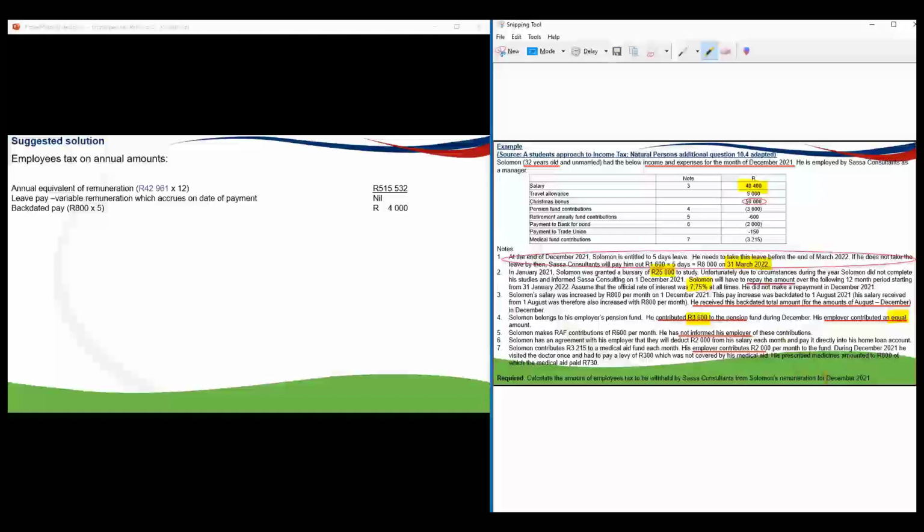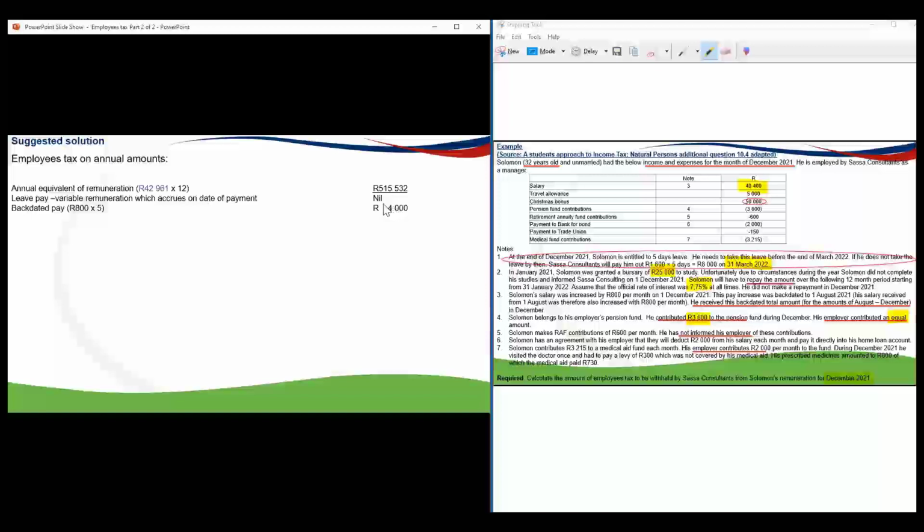Remember, our calculation relates to 31 December 2021. So hence, in terms of Section 7B, an amount which is variable will be included in remuneration in the month in which it is paid. So if this amount is only going to be paid on the 31st of March 2022, then it means we will consider it for employees' tax purposes when we do the calculation for March 2022. So it does not affect our calculation for December. Hence, we have an amount of nil there.